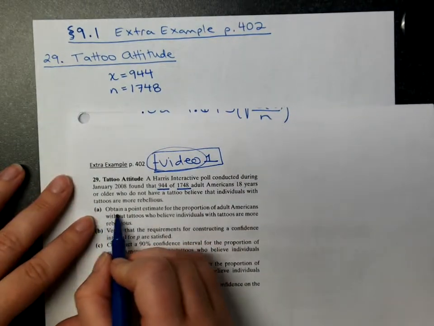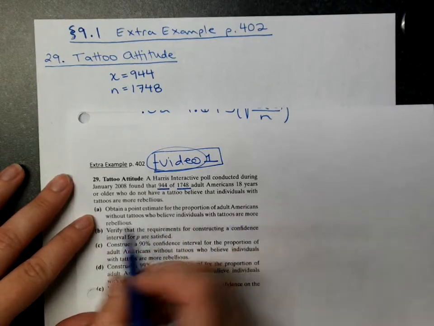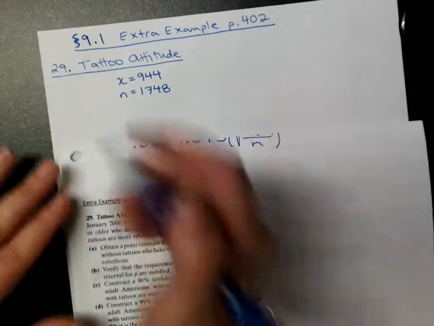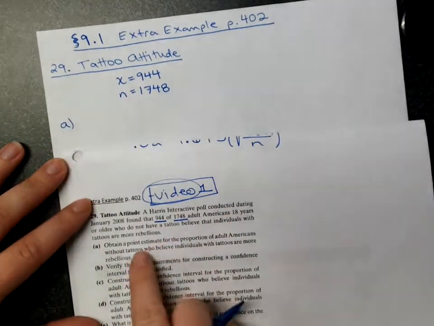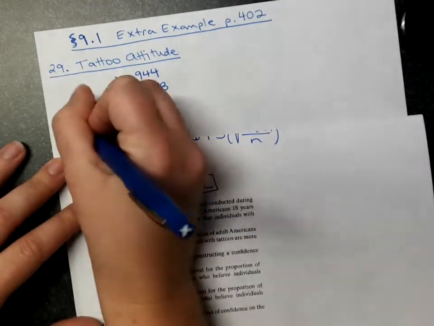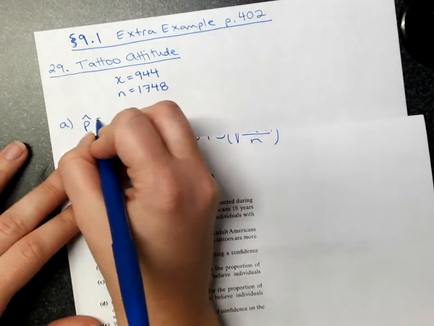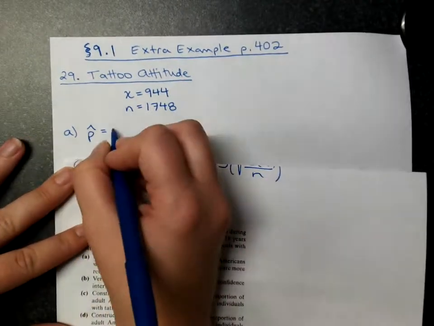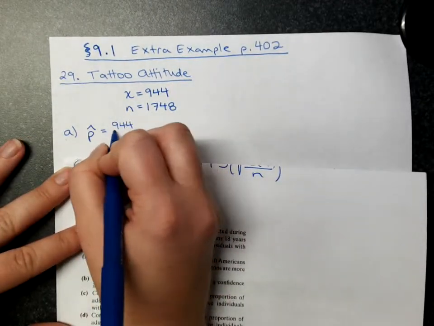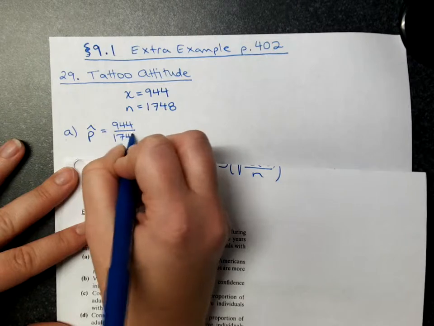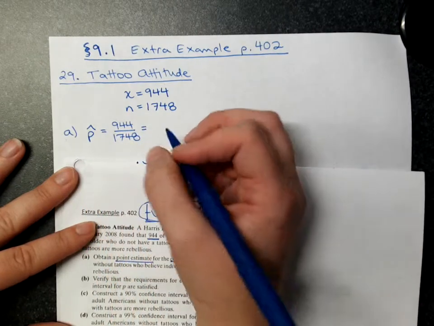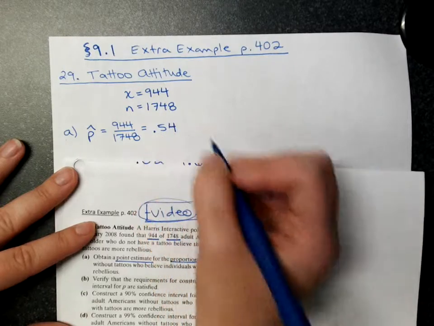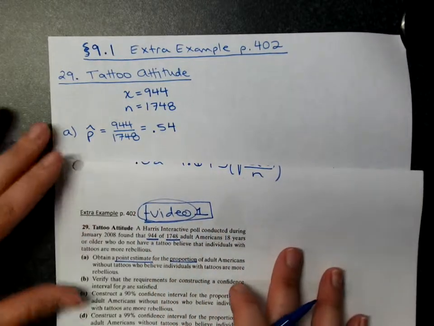Part A, obtain a point estimate for the proportion of adult Americans without tattoos who believe those with tattoos are more rebellious. So part A, your point estimate is your P hat, because we're talking about proportions. And so that would be 944 divided by 1748, which if we round should give us 0.54. And that's it. That's your point estimate.